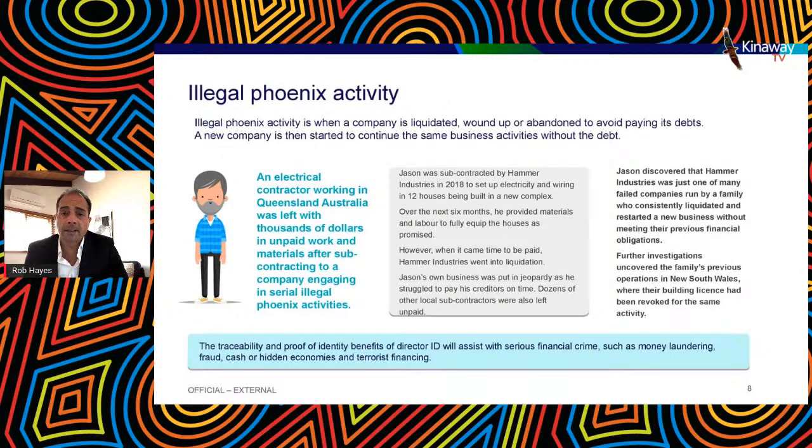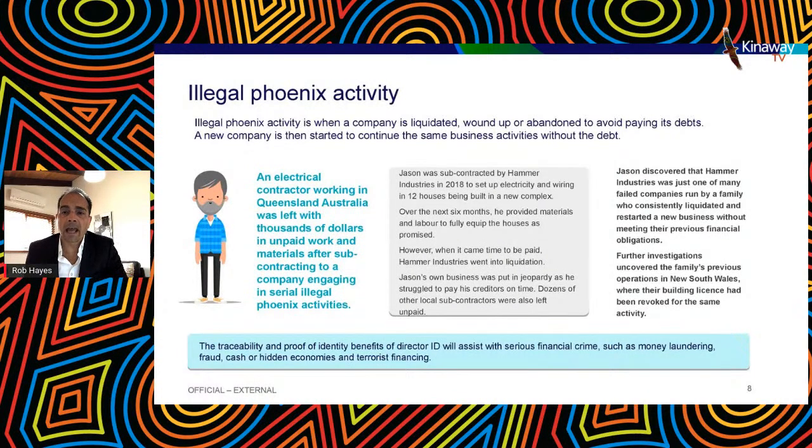I've spoken a little bit about illegal phoenixing activity, and this is a good example of what happens to contractors and others who provide services to companies that are engaged in illegal phoenixing activity. There can be many small businesses that are impacted by this type of activity, where services are provided to a company and the invoices for those services remain unpaid as a result of that company winding down its operations and moving its assets to a new entity and starting up a similar business.